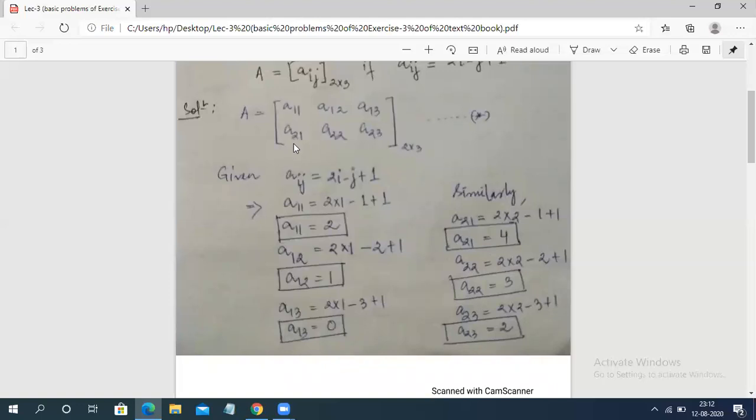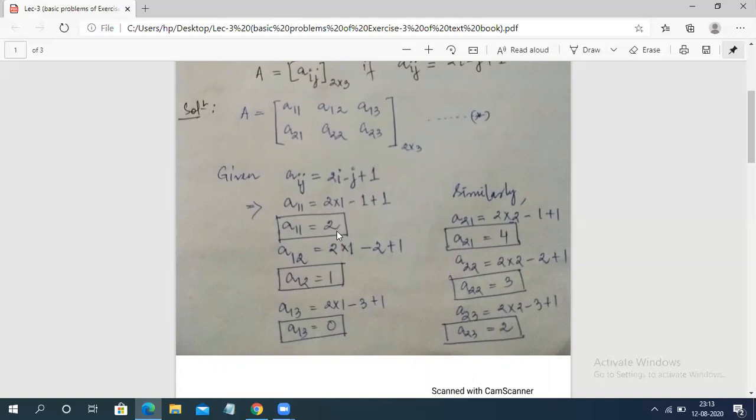Similarly, we can find A21. A21 means the value of i is 2, j is 1. So 2 into i, that is 2 into 2, minus j is 1, so minus 1 plus 1. So it gives A21 is 4. Similarly, A22, i is 2, j is 2. 2 into 2 minus 2 plus 1. It gives A22 is 3. Similarly, we can find A23, put the value of i is 2 and j is 3. So we get A23 is 2.